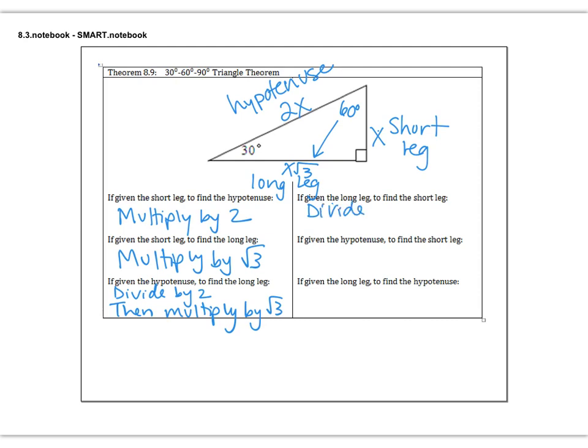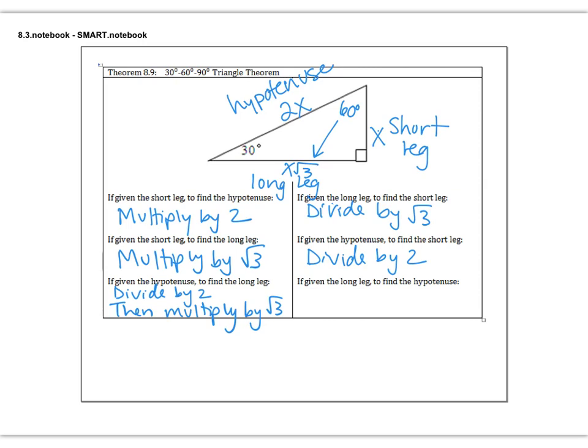So if you have the long leg, you're going to divide by root 3 to get the short leg. If you have the hypotenuse, how do you work backwards and get the short leg? You're going to have to divide it in half, or divide by 2 to get the short leg.